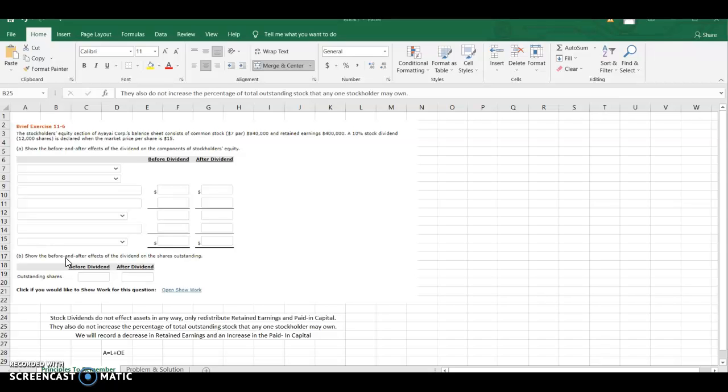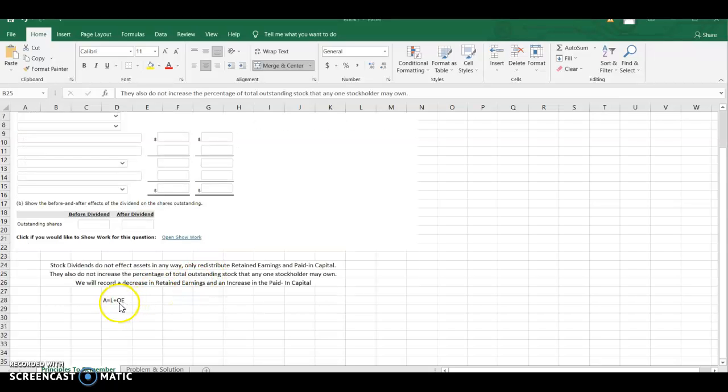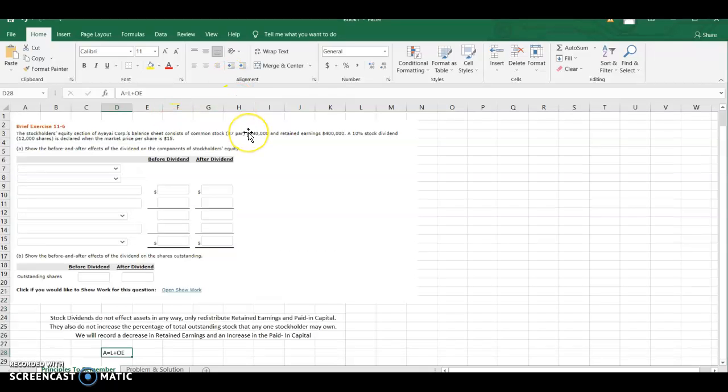Things that helped me as I was studying this: stock dividends do not affect assets in any way. They only redistribute retained earnings and paid-in capital. If we look at the accounting equation, assets equals liabilities plus owner's equity. We don't touch assets, we don't touch liabilities, it's only owner's equity. I guess that makes sense for this chapter. And with that, we will record a decrease in retained earnings and an increase in paid-in capital.